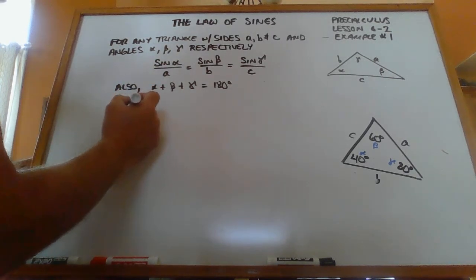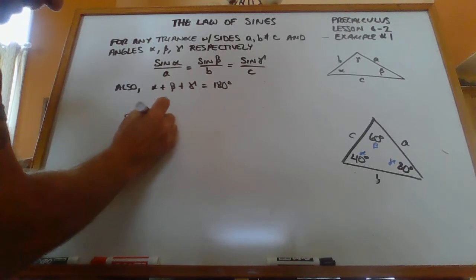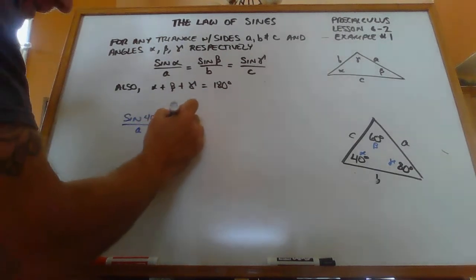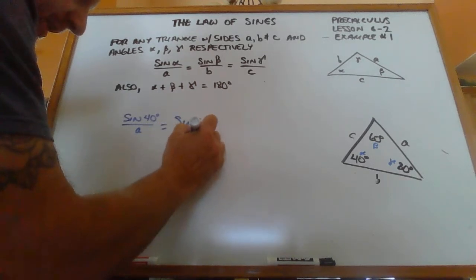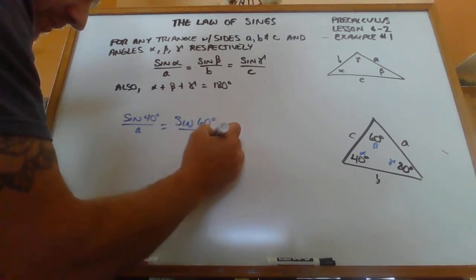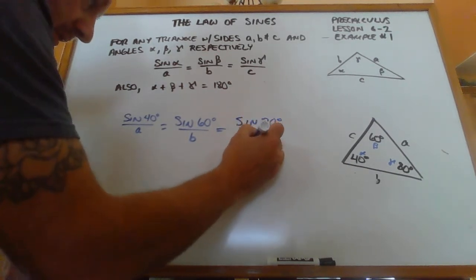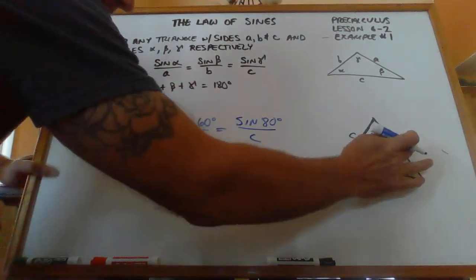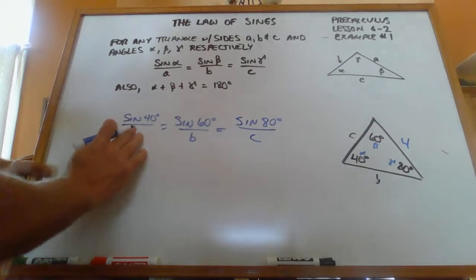And now what we can do is we can say, well, we know that the sine of 40 over A is going to equal the sine of 60 over B, and that's going to be equal to the sine of 80 over C. So we actually need to know one of these. Let's say that this A right here is 4, so we can put a 4 right here.